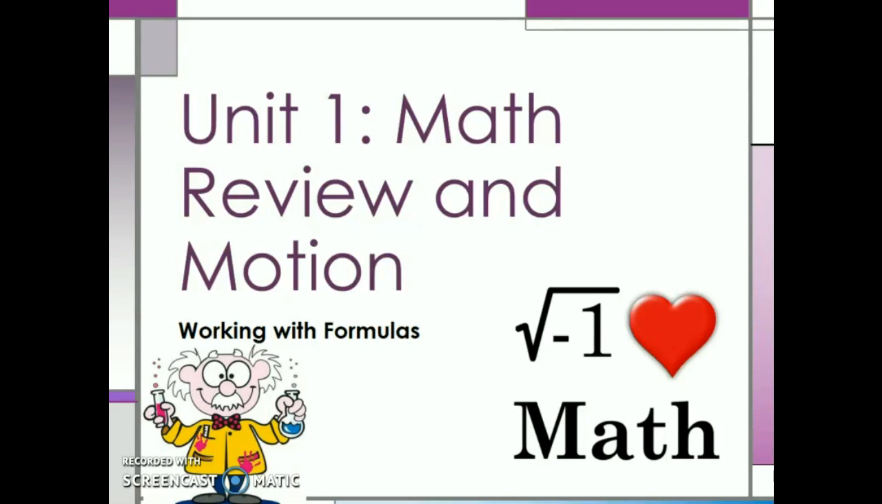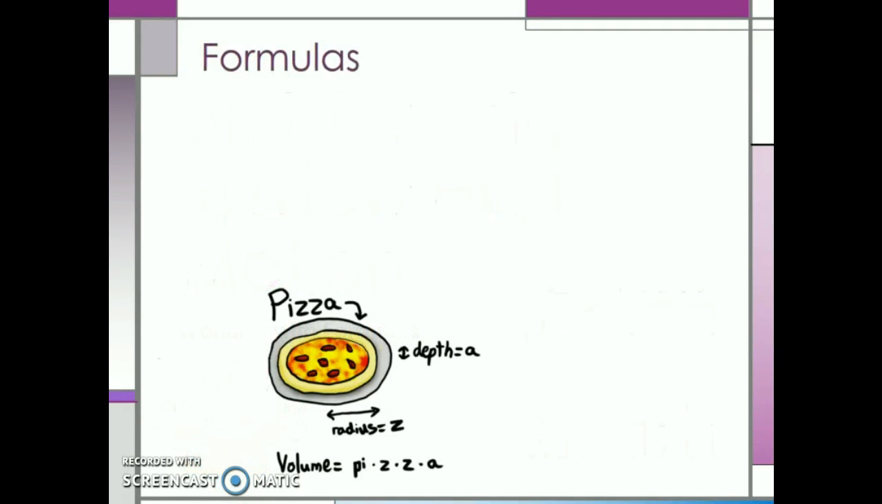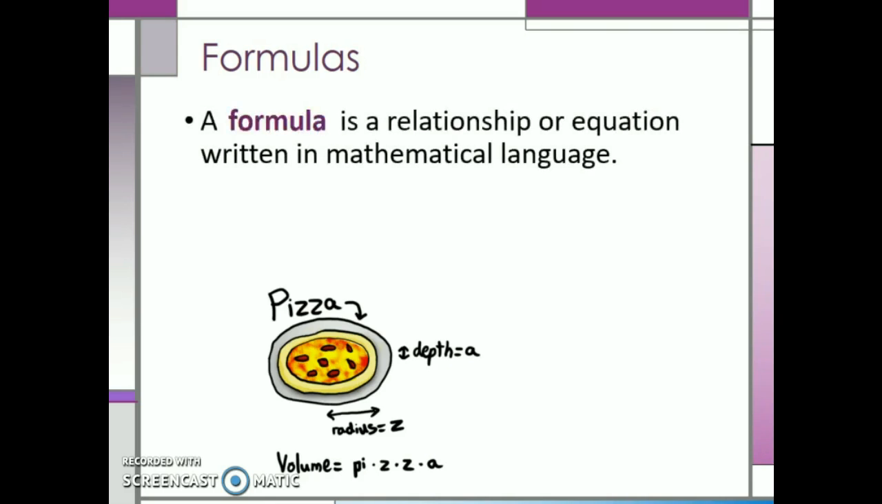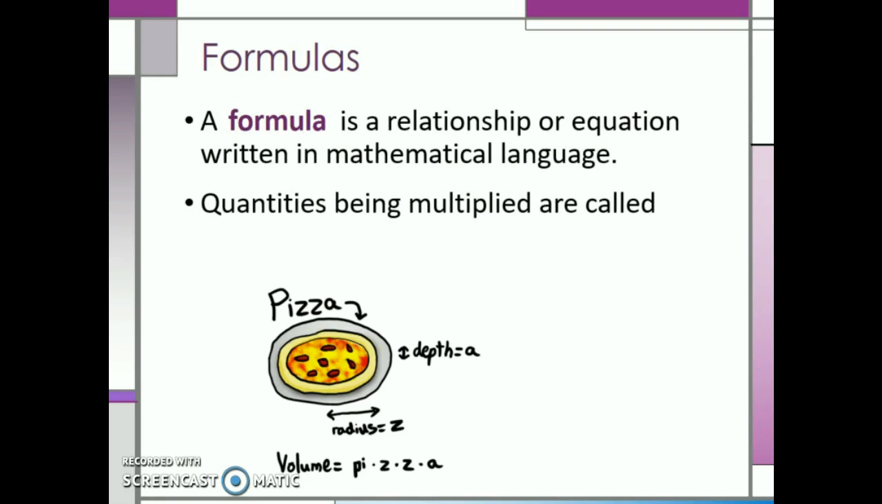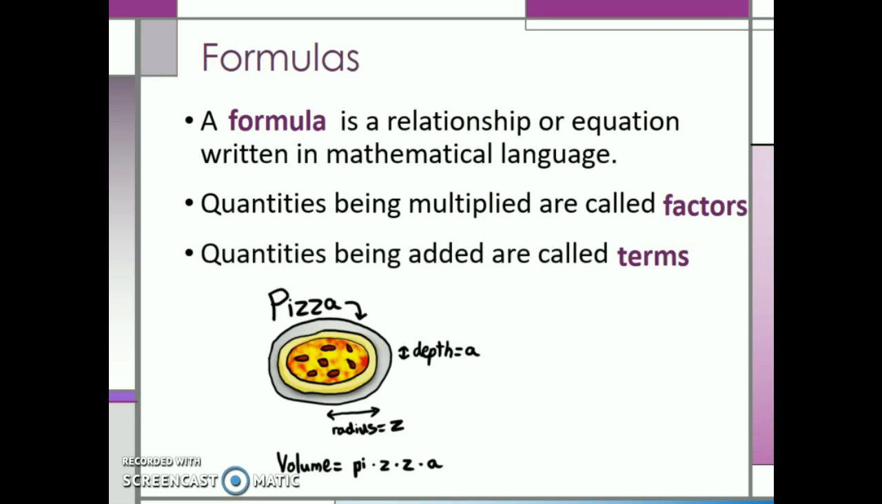The goal of this section is to familiarize you with how we will be solving problems throughout the rest of this course. Before we can begin talking about how to solve problems, we need to cover a little terminology. A formula is a relationship or equation written in mathematical language. Quantities that we multiply are called factors, and quantities that we add are called terms.